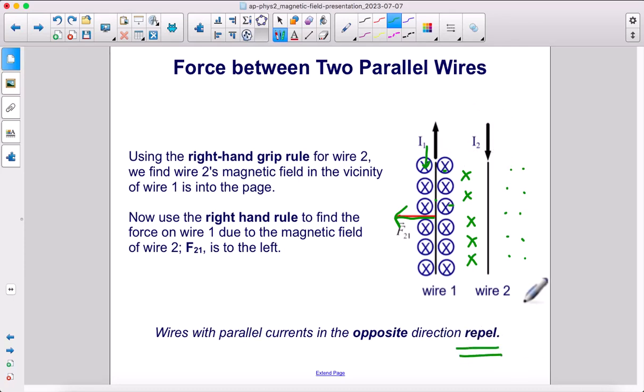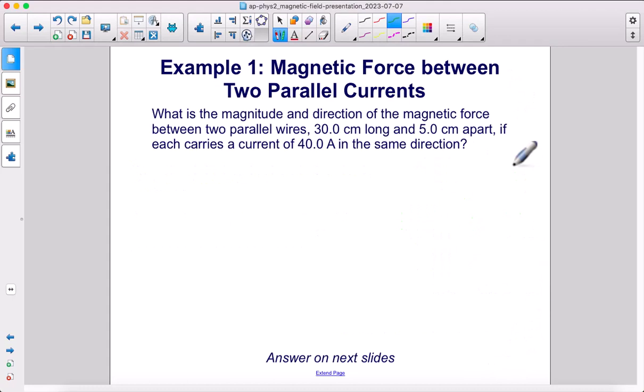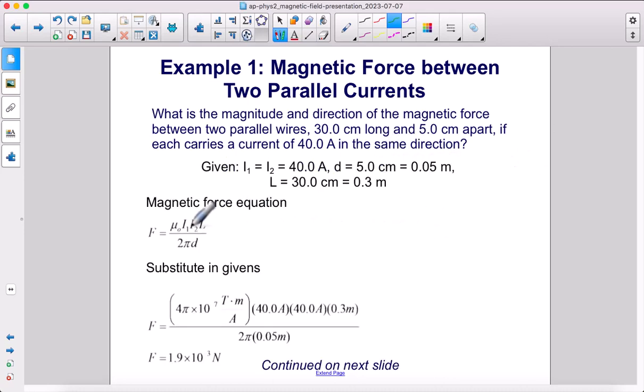What is the magnitude and direction of the magnetic force between two parallel wires that are 30 centimeters long and 5 centimeters apart if each carries a current of 40 amps in the same direction? If you are wondering where this equation came from, go back to the previous slides and derive it again. This is the force between two parallel wires. So we can substitute in all of our givens.